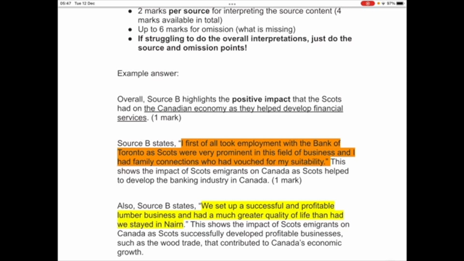So once I've dealt with source B, or whatever the source is, whether it's source A, B, C, D, etc., I then deal with the other source. At this point, I'm not going to write any omission. The reason for that is it's better to deal with the sources first so that you know what's included in the sources, and then go on to your knowledge points so that you know, okay, I can't talk about the Bank of Toronto as my example because I mentioned that in my source points. Or I can't talk about the profitable lumber business because that was in source B. So it's really important that you do your omission points after you've dealt with both sources.